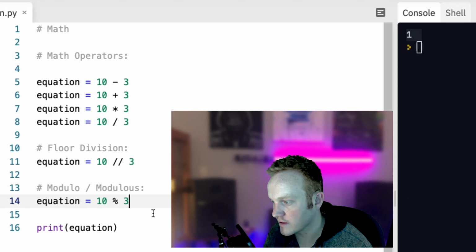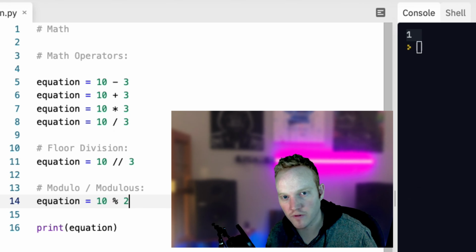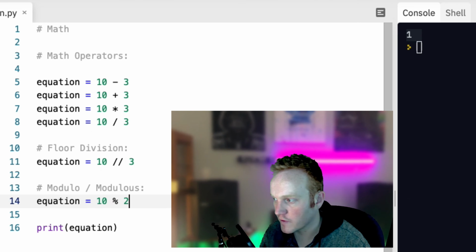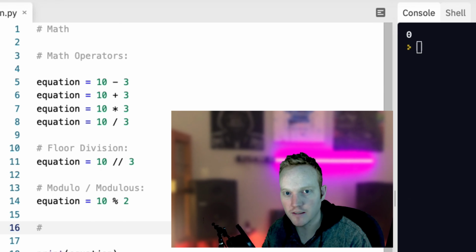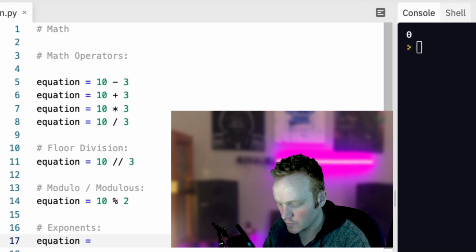If I did 10 modulus 2, well, 10 divided by 2 comes out evenly to just a straight up integer of 5, so there's going to be no remainder. So if I hit run, it's going to print out 0. The last one we're going to be talking about is exponents. Let's write out this equation here, and we're going to do 5, and this is double times 2.